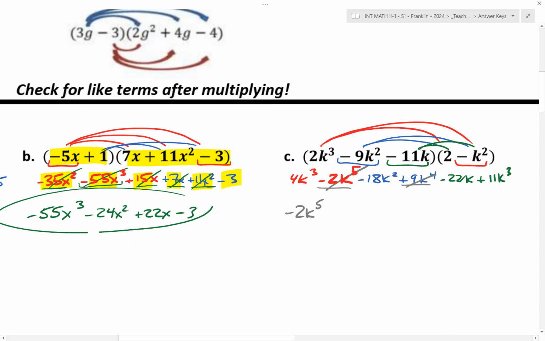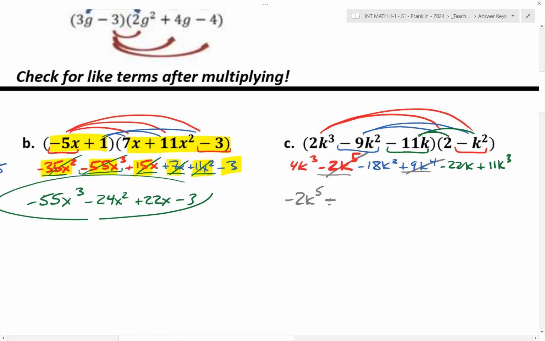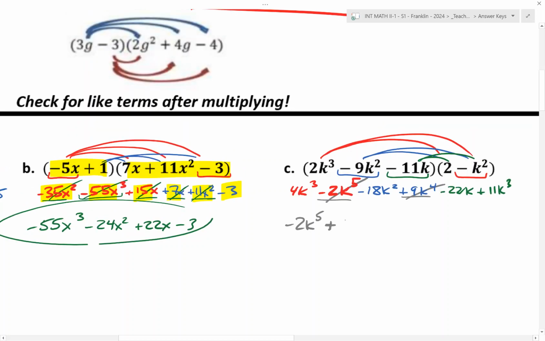So we're going to write that next. We have our plus 9k to the fourth. Okay, now we do have 2k to the third, 4 and 11, so that's a plus 15k to the third. Keep scanning through. Negative 18k squared is next. And then minus 22k.